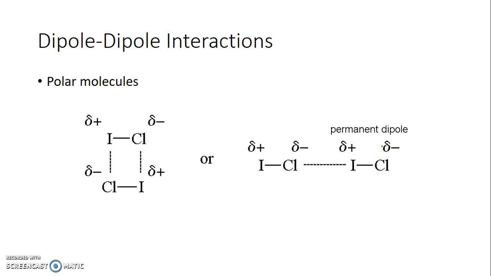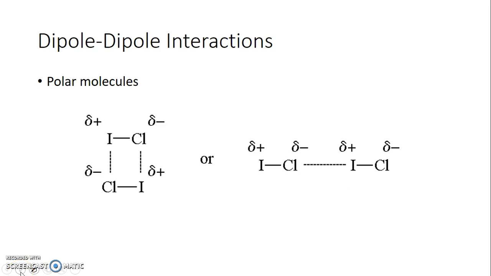In nonpolar molecules, the partial positive and the partial negative is temporary. In nonpolar molecules, it's caused by movement of electrons. In polar molecules, we get this positive and negative because of the difference in electronegativity. So we have fewer electrons over here and more electrons over there because I is less electronegative than Cl. So that uneven distribution is always there. So that causes dipole-dipole interactions.